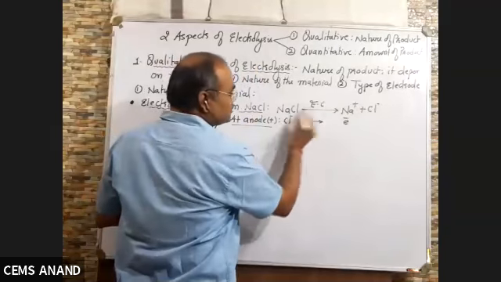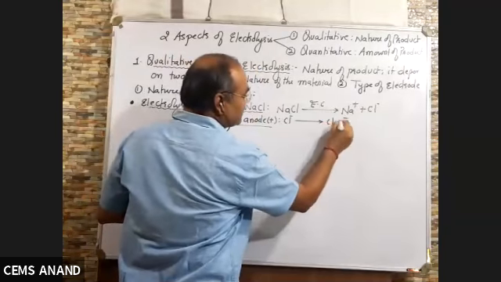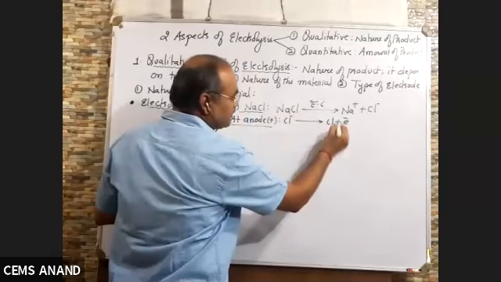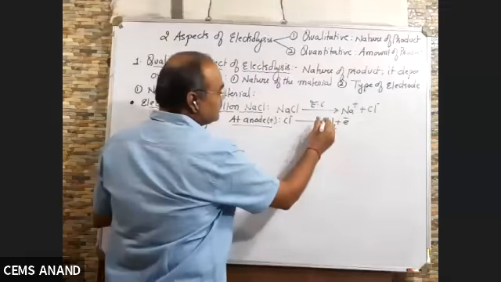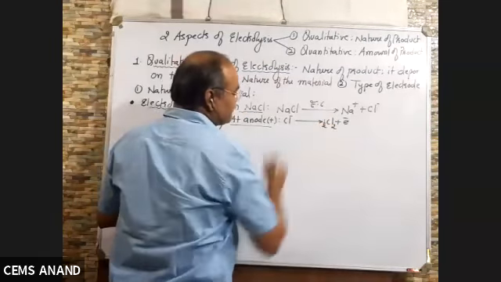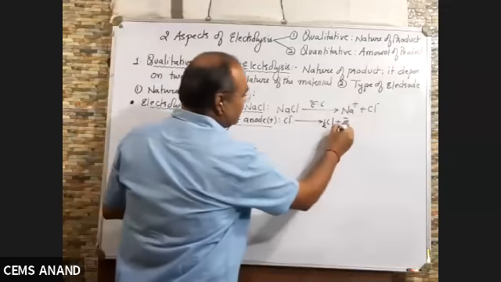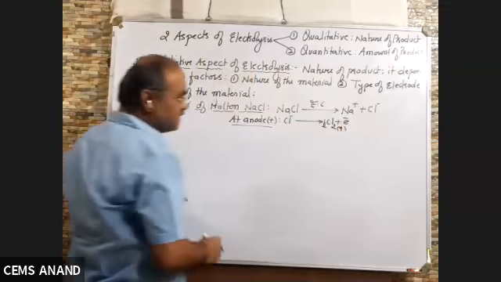So if Cl loses electron, it will be converted to Cl. But we know Cl is always in the form of diatomic gas, Cl2. So we can balance it like this. So here, at anode, we get the product Cl2.